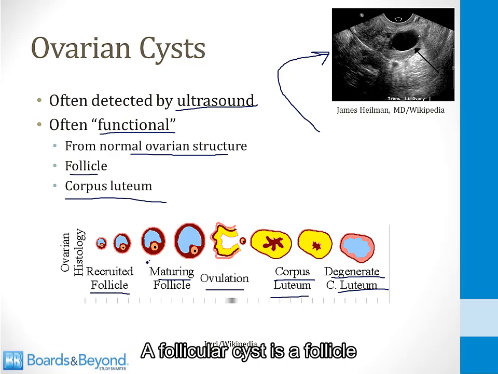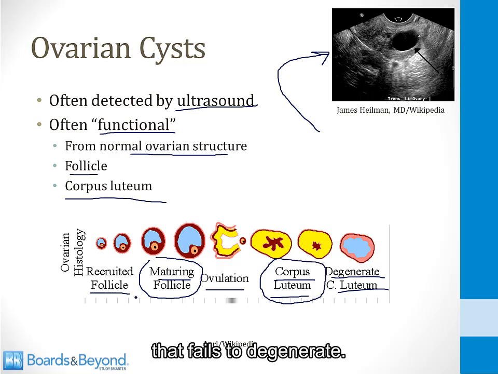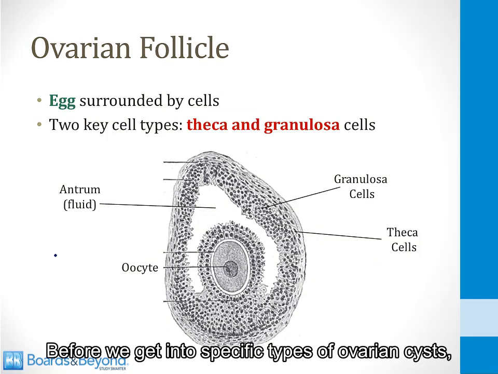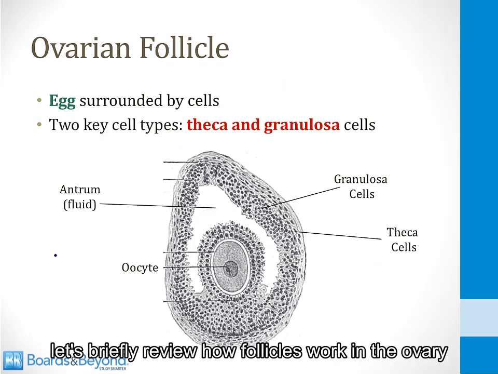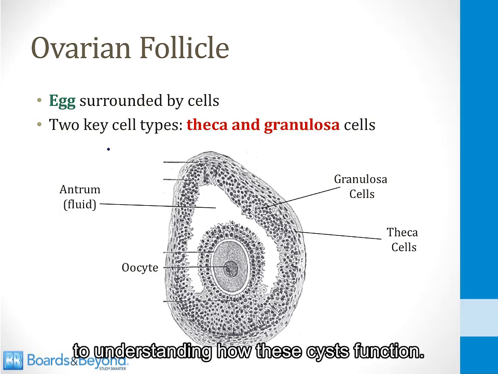A follicular cyst is a follicle that fails to release its egg, and a corpus luteum cyst is a corpus luteum that fails to degenerate. Before we get into specific types of ovarian cyst, let's briefly review how follicles work in the ovary, because this will be important to understanding how these cysts function.